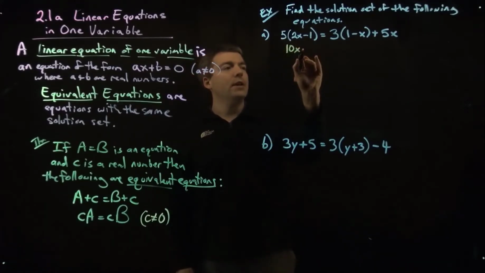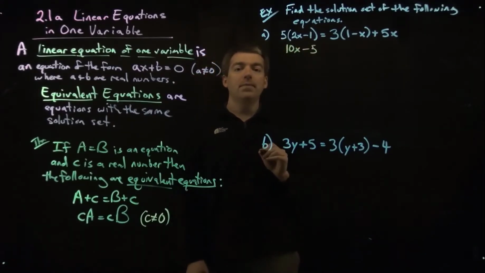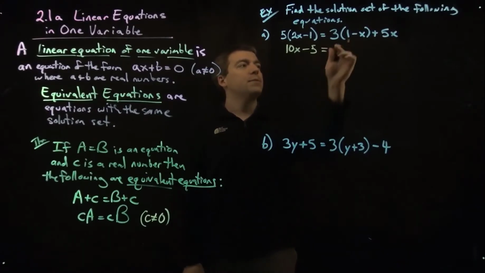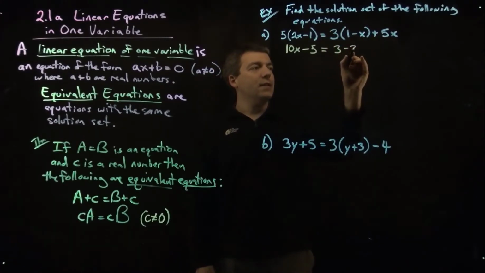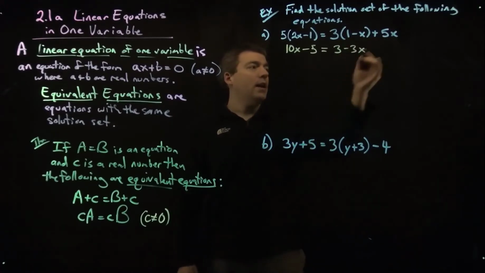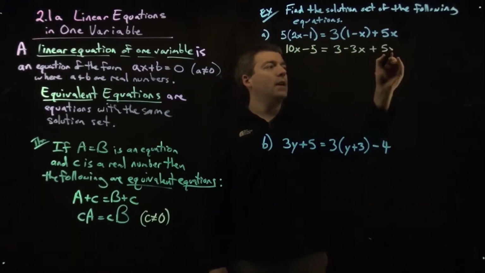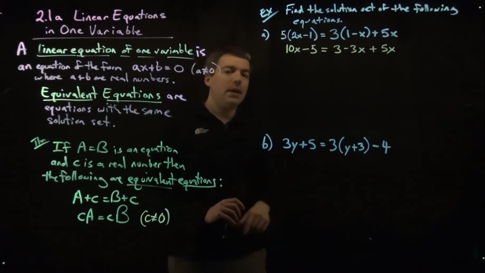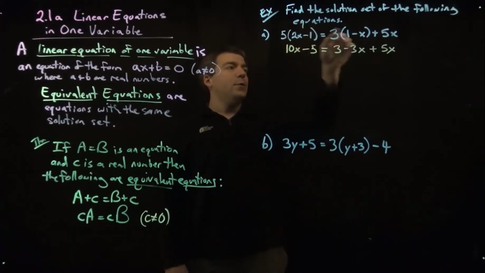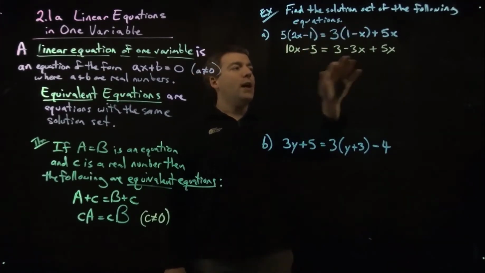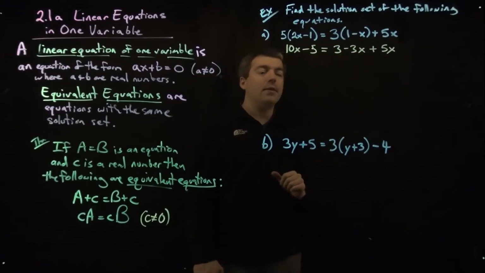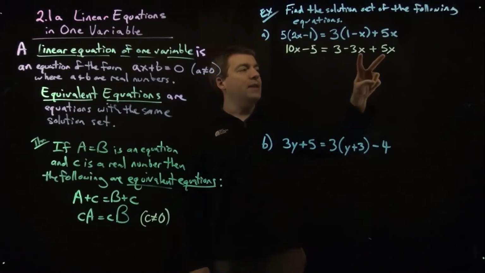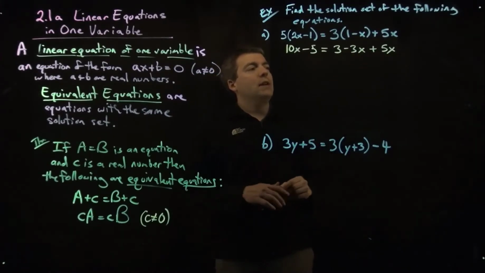5 times negative 1 is negative 5, equals 3 times 1 is 3. 3 times negative x is negative 3x. And then we have the plus 5x. All right. So we've taken the 5 and distributed it, the 3 and distributed it, and now we have terms with x that can be moved around or combined. In this case, we've got a negative 3x plus 5x.